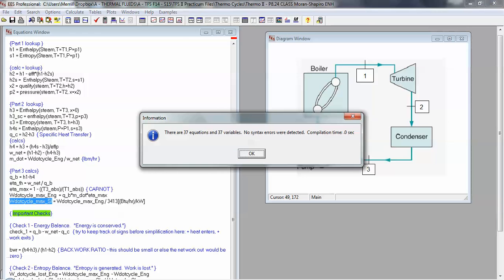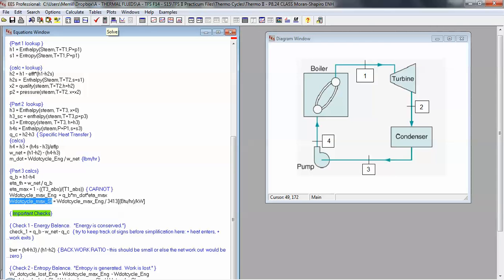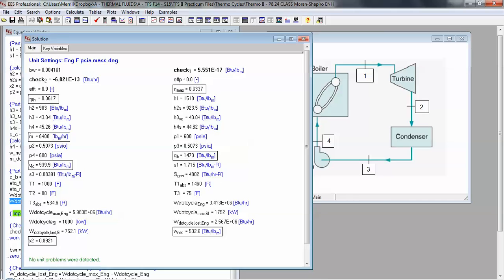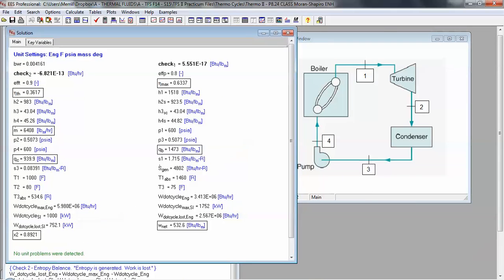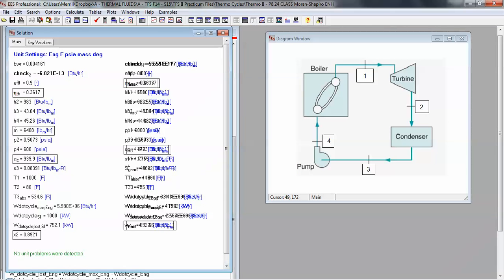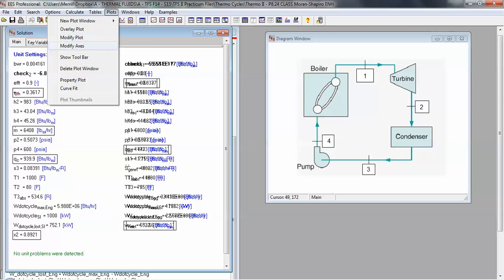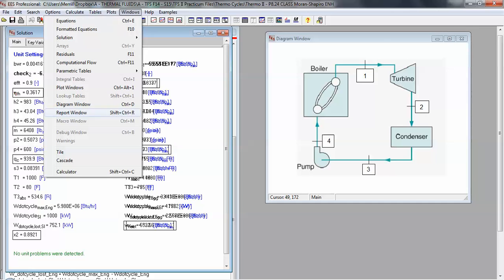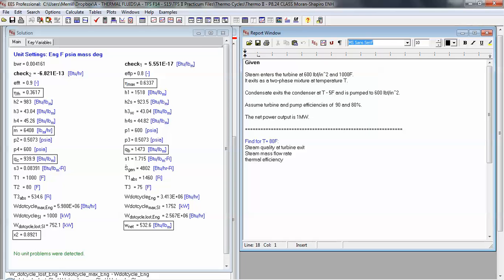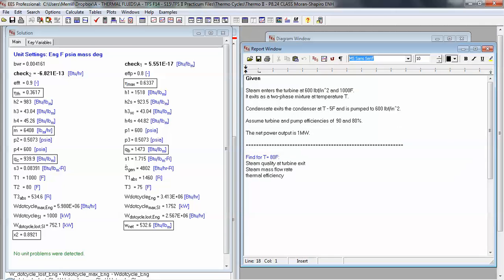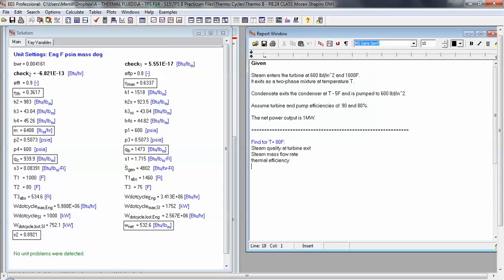So let's check, see if we have the right number of equations and variables. We do. We can then solve for this problem. And in this case, we should be clear about what we were looking for and what we calculated. So let's bring up that other window that specified what we were looking for. Steam quality at turbine exit. What would that be? That would be the X2. Did we calculate that? X2, yeah, it's almost 90% quality.